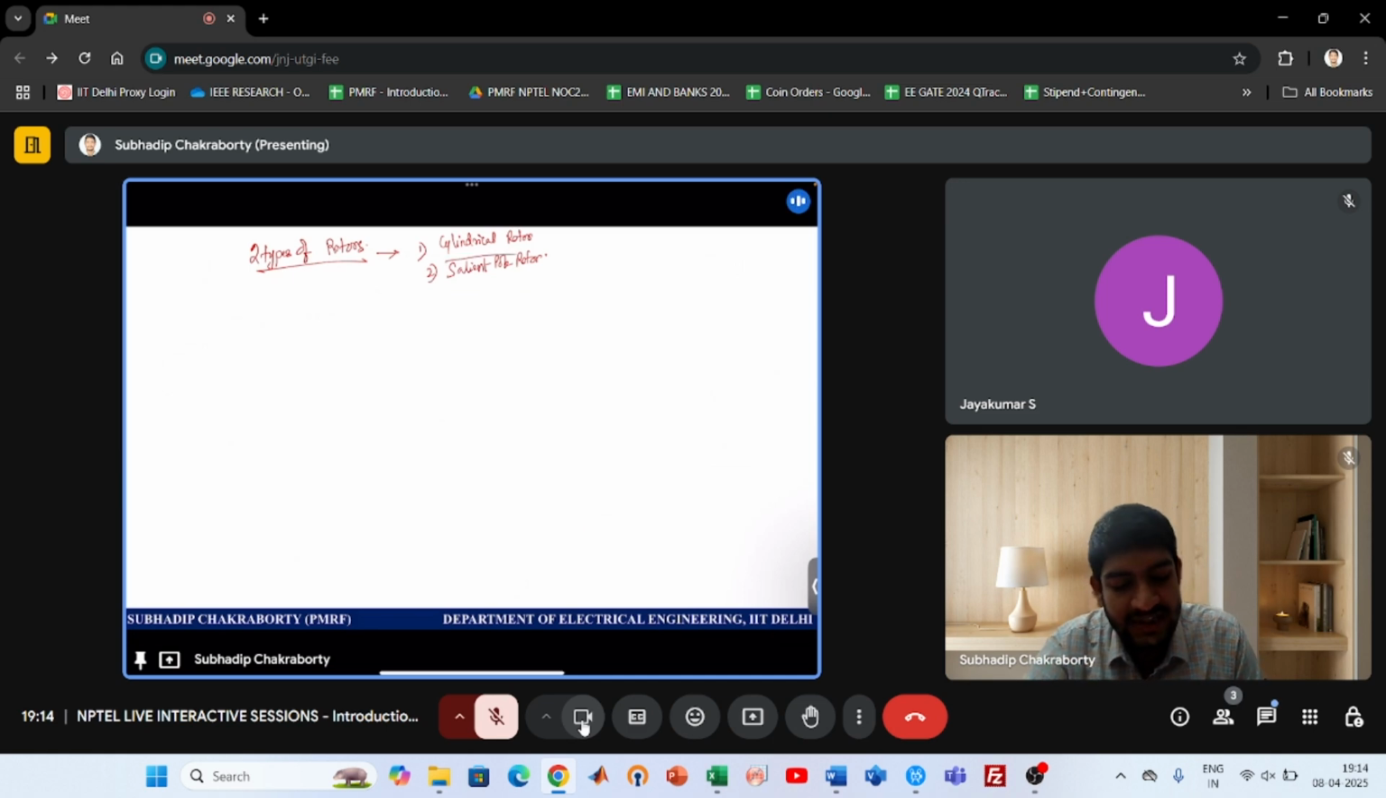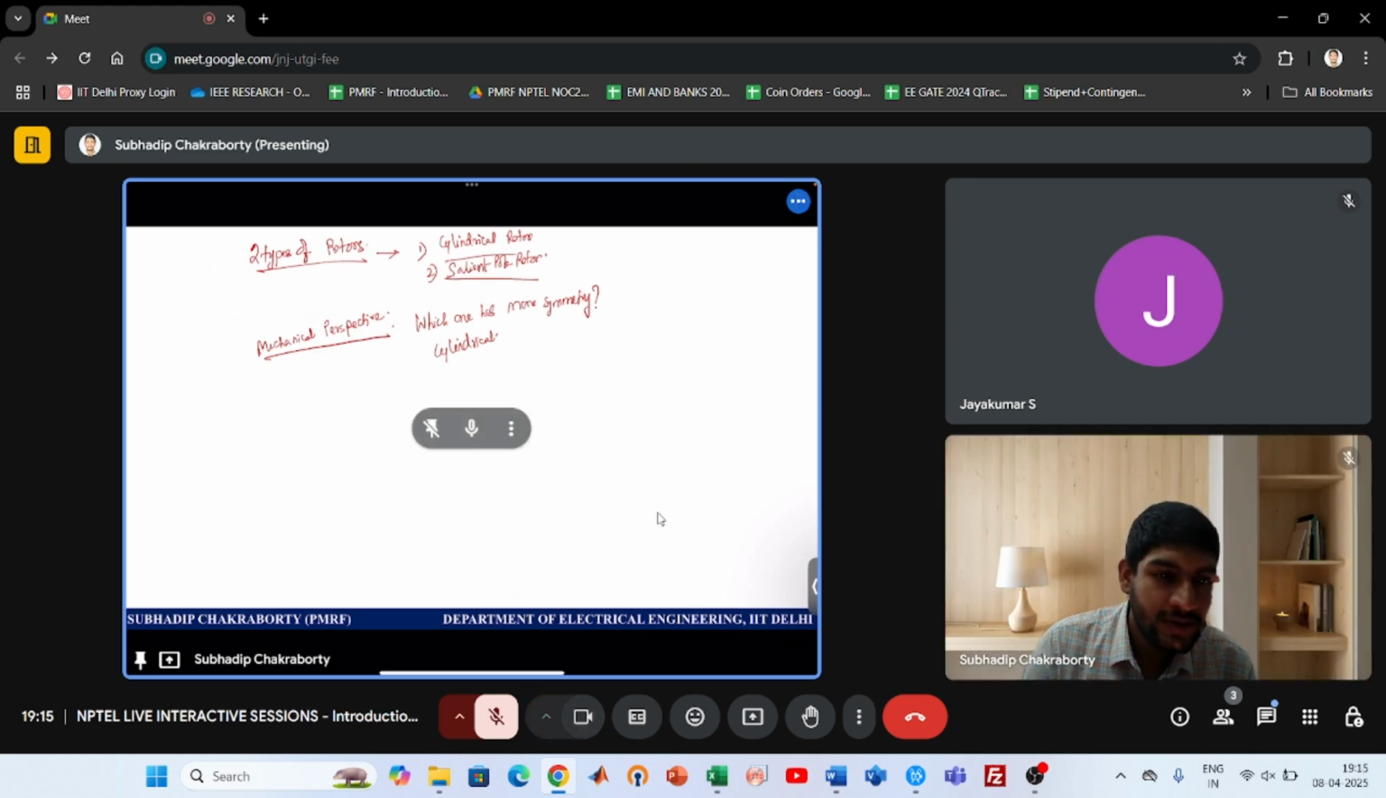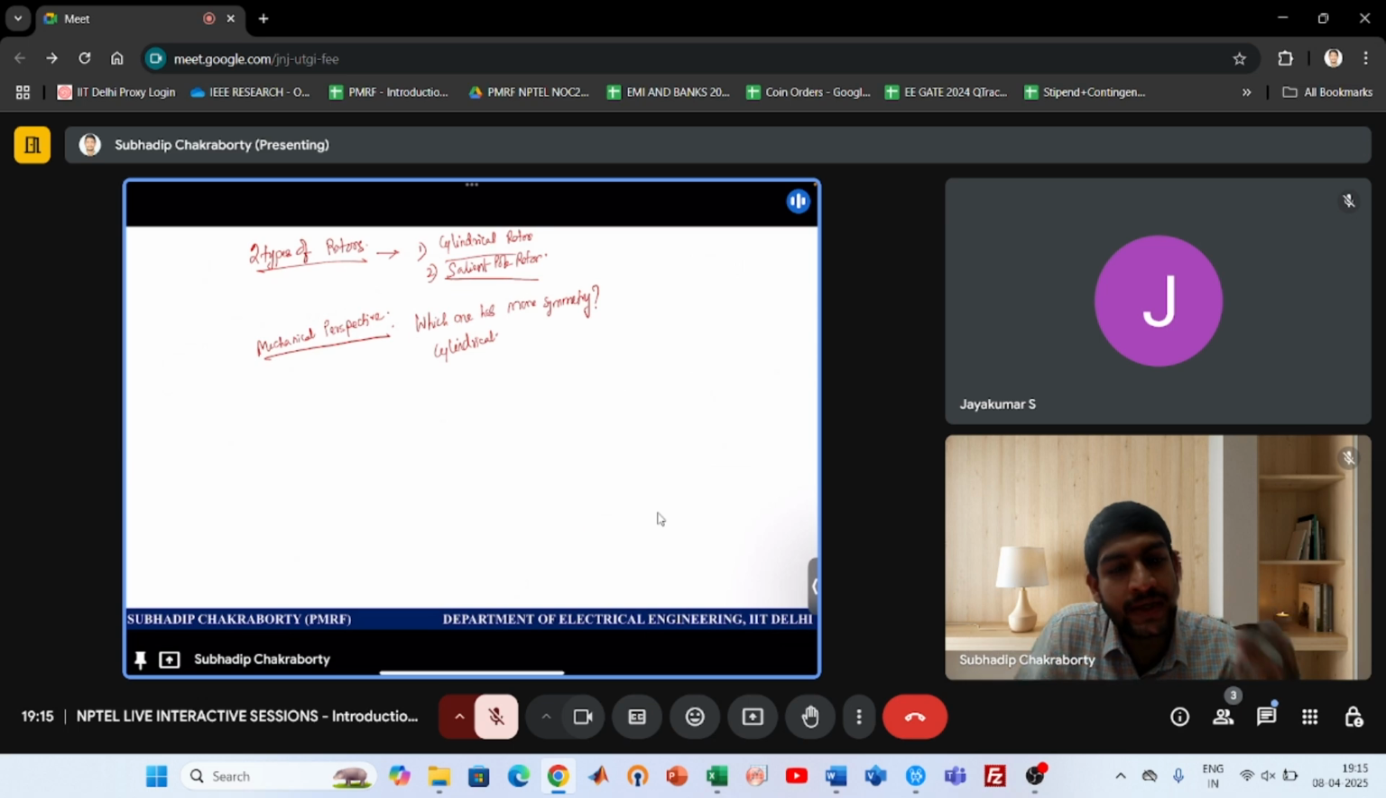Among these two shapes of rotor, which one is more symmetric, cylindrical or salient pole? Let's talk about the mechanical perspective first. Let's see where it is used. Which one has more symmetry? Obviously the cylindrical. And as a mechanical engineer, you should know that if you have a symmetric structure, you can rotate it at high speeds.